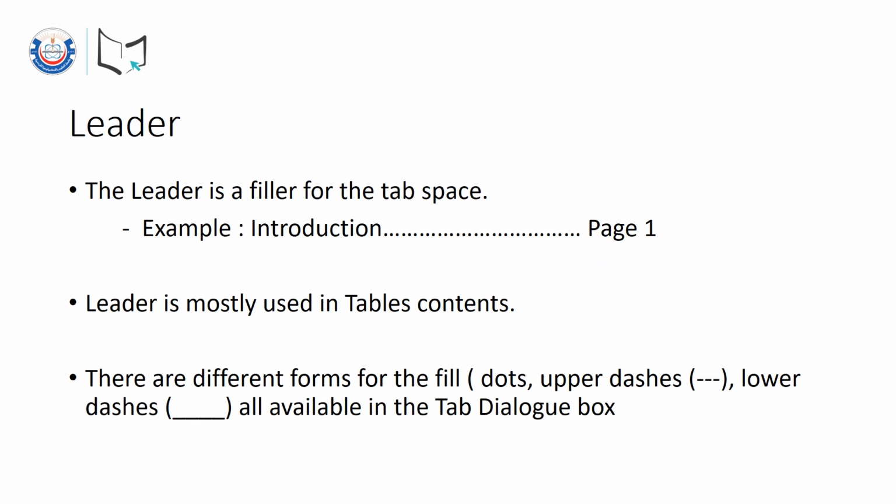Tab stops, leader option. The leader is a filler for the tab space. Instead of leaving the tab space blank, you can fill it with periods or other characters. This is mostly useful for a table of contents, but it can have other applications too. To choose a leader, select one of the options under the Leader section of the tab dialog box. There are different forms for the fill: either dots, upper dashes, lower dashes, or you can choose your own character. And again, all the options are available in the tab dialog box.